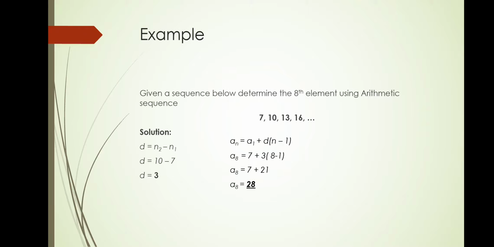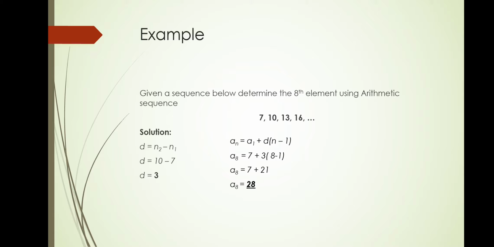Now, let's compute for the 8th element, since we have solved the common difference. Now, the formula for arithmetic sequence is a sub n is equal to a sub 1 plus d times quantity n minus 1. Substituting the values, since 8th element yung hinahanap, so n is equal to 8. So, a sub 8 is equal to 7 plus yung common difference na nakuha natin kanina is 3. So, 3 times quantity 8 minus 1.